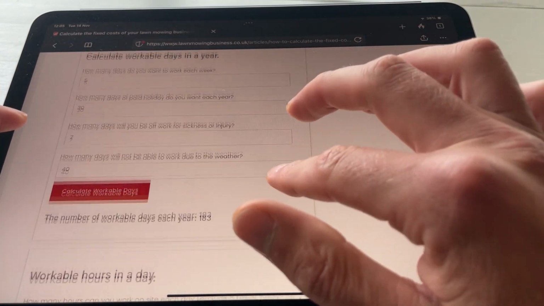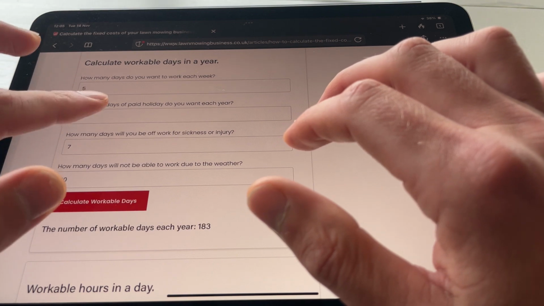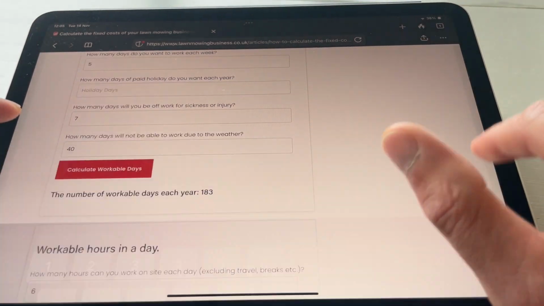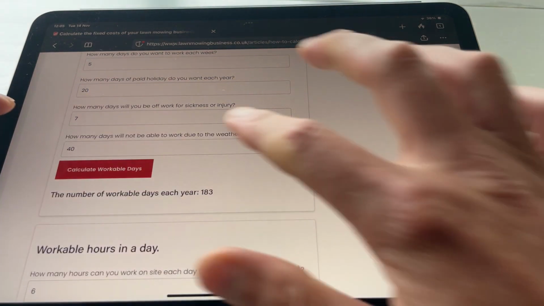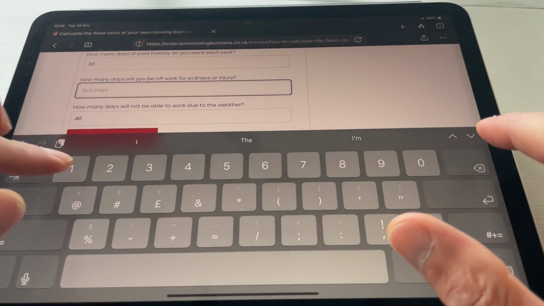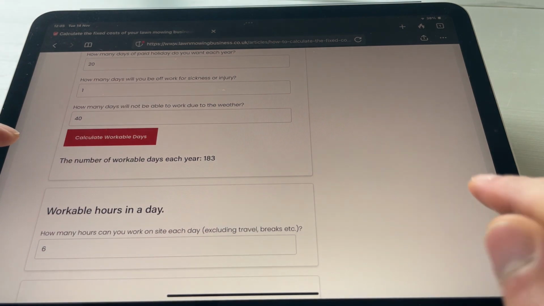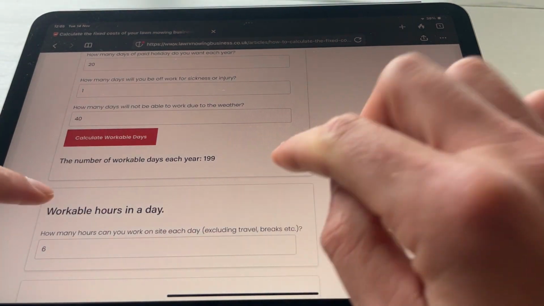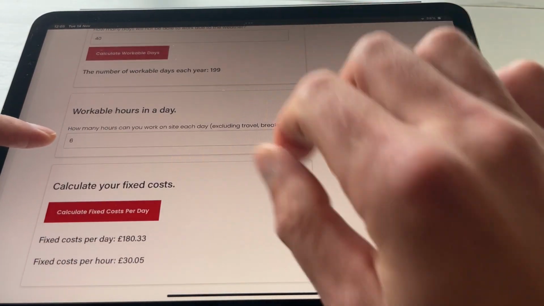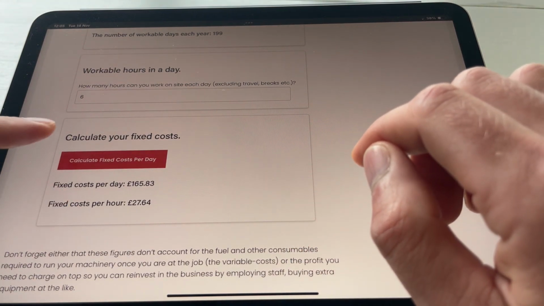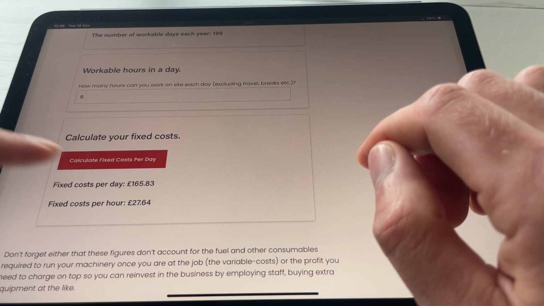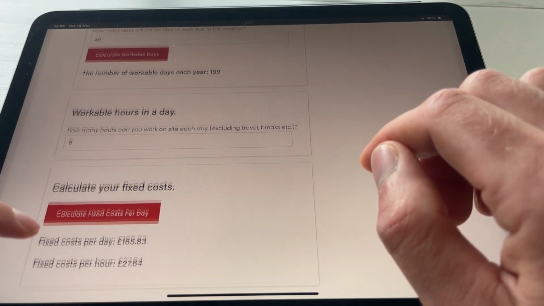If you want to take less paid holiday, let's knock it down to 20 days of holiday, okay, and let's say you're only going to allow yourself 1 sick day a year. Okay, then you can work 199 days in the year, which means you're then right the way down here: £27 an hour, £165 a day in terms of your fixed costs.